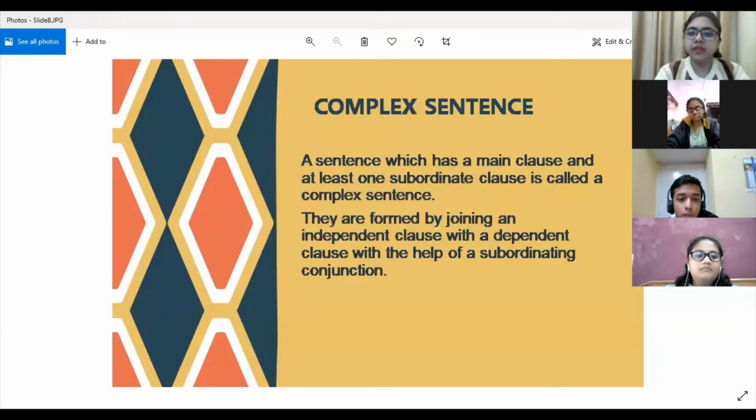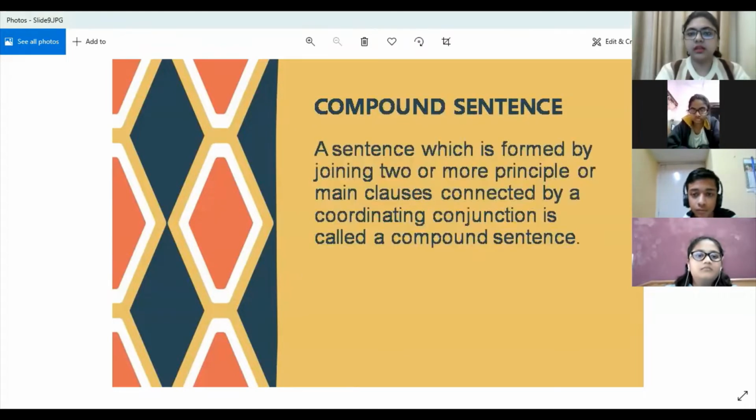Then complex sentence. A sentence which has a main clause and at least one subordinate clause is called a complex sentence, and it is joined with the help of a subordinating conjunction. And the last is compound sentence. A compound sentence is a sentence which is formed by joining two or more principal or main clauses connected by a coordinating conjunction.